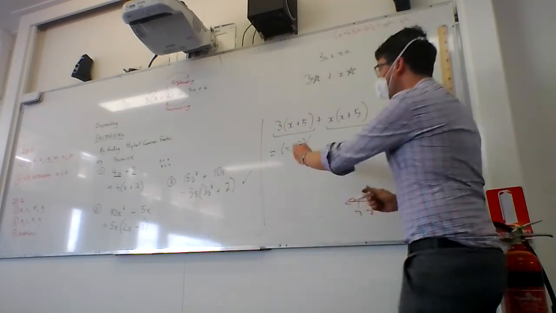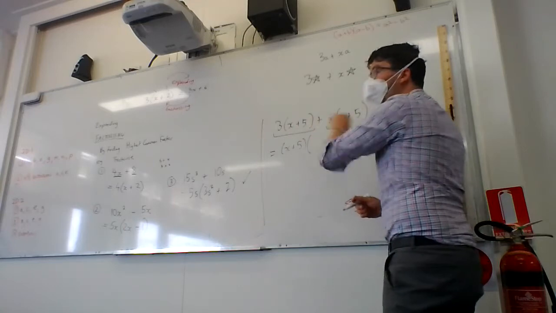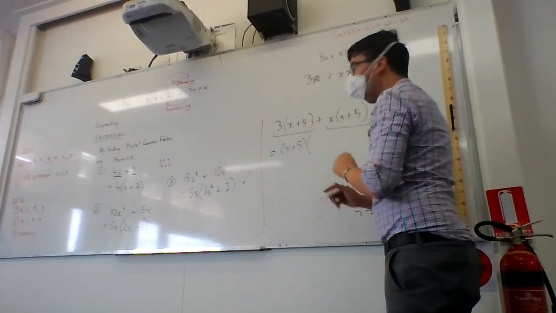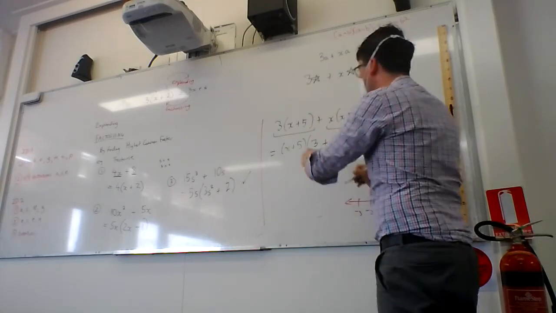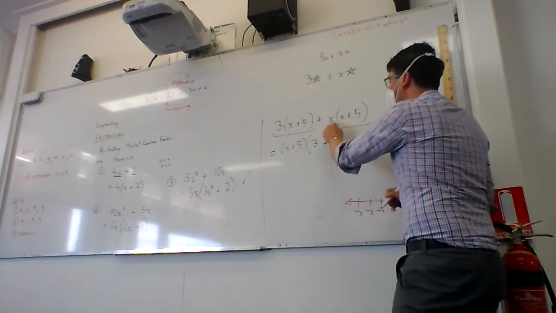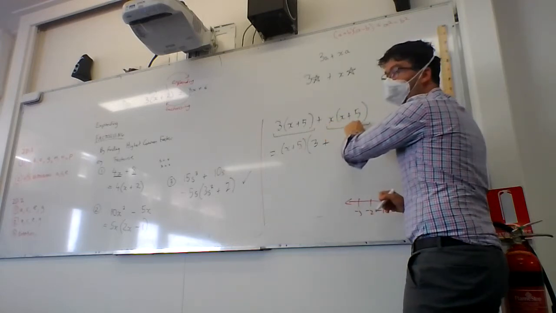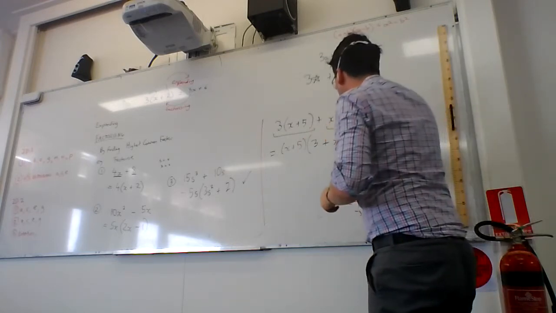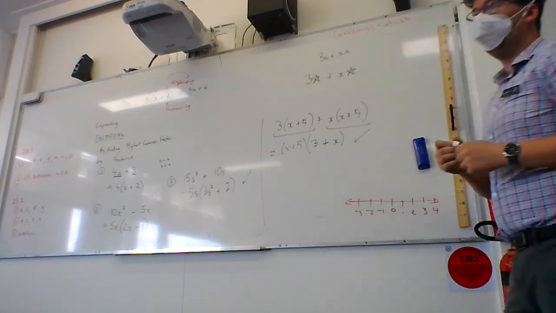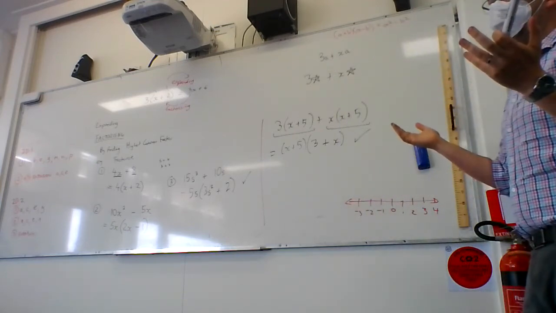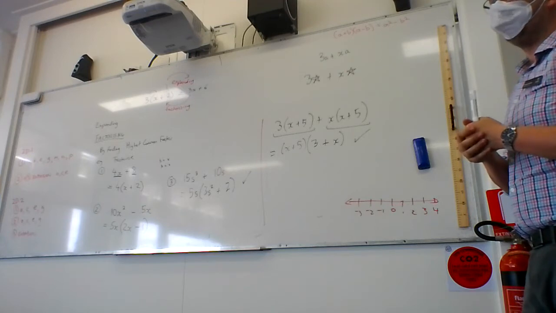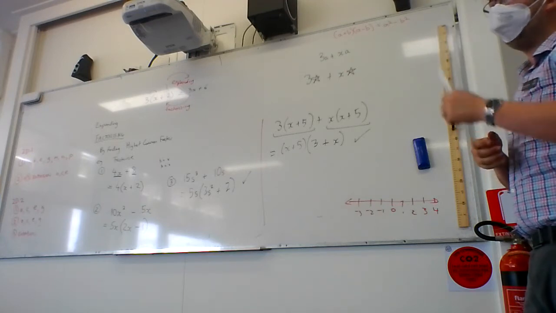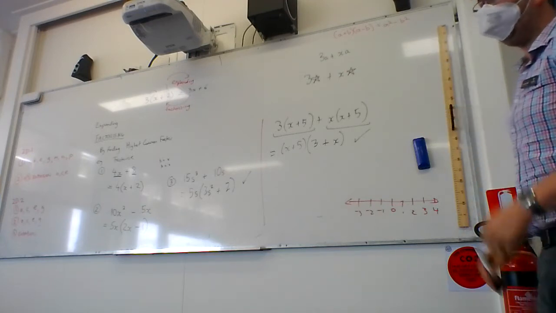Bracket. What do you times x plus 5 by to get 3x plus 5? 3. Plus, what do you times x plus 5 by to get x plus 5? X. That's it. Interesting. No, I'm just asking for it. Yeah, good. No, it's good. It's a slightly different form.